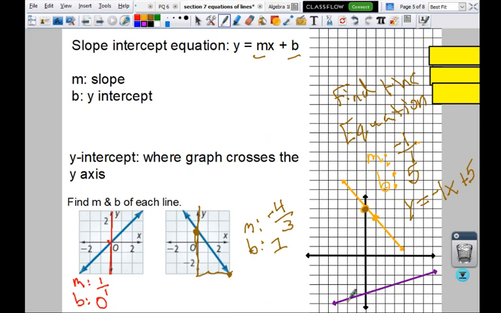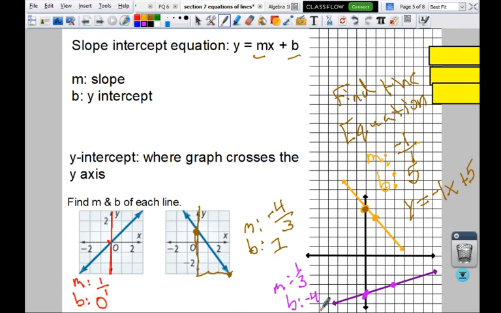Alright, let's look at this one down here. I need to find my m and my b on this purple line. I'm going to find my m first by picking the 2 points I know for sure. I know that one, and I know this one. So I'm going to go up 1, right 1, 2, 3. 1/3 is my m. My b is going to be right here where I cross the y-axis, and it's going to be negative because I'm going down. -1, -2, -3, -4.